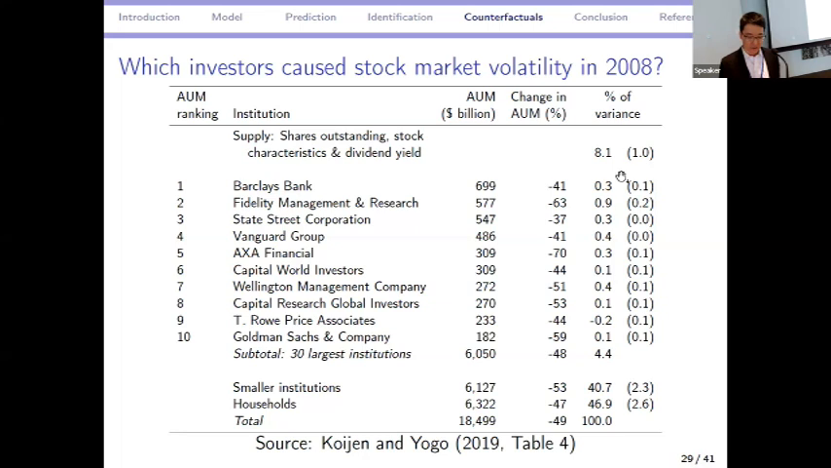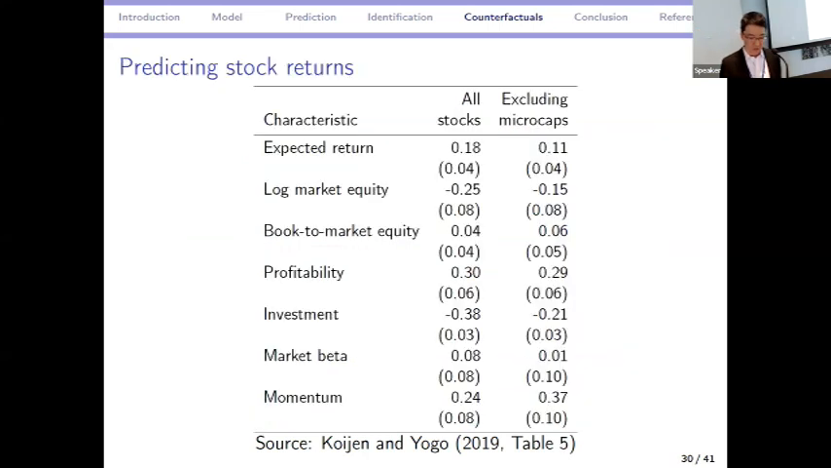If you add up the top 30 institutions, you get to around 4%. But the top 30 institutions are actually 1/3 of equity market holdings. The smaller institutions account for 10 times as much volatility, 40%, and the households account for 46%. So this gives a very nice picture that it's the smaller institutions and the household sector that seem to have more active demand shifts causing prices to move, at least during the crisis.